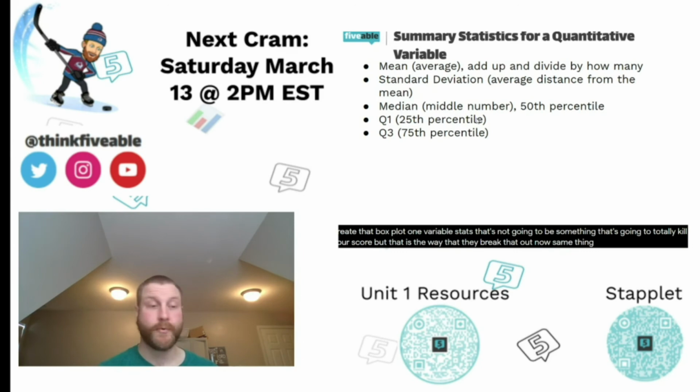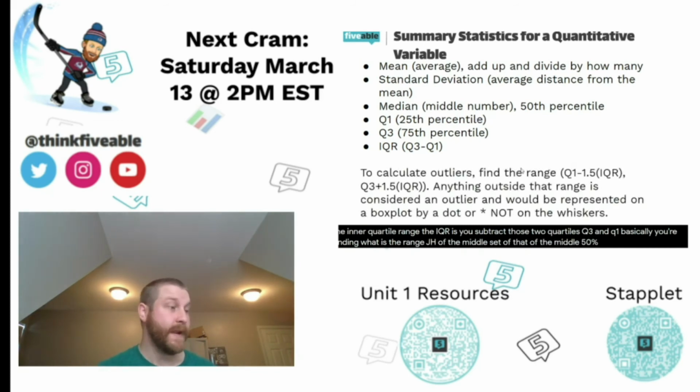Same thing, Q3 is the 75th percentile. The interquartile range, the IQR, is you subtract those two quartiles, Q3 minus Q1. Basically, you're finding the range of the middle set of data, the middle 50%. So the next thing, and Sandra and I both agreed this was important.